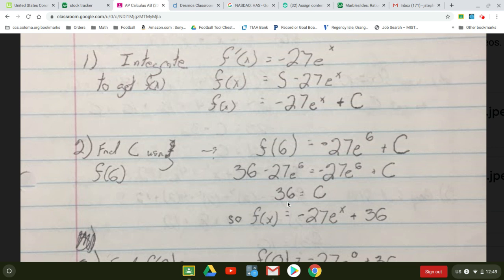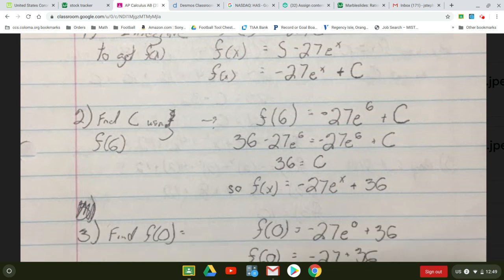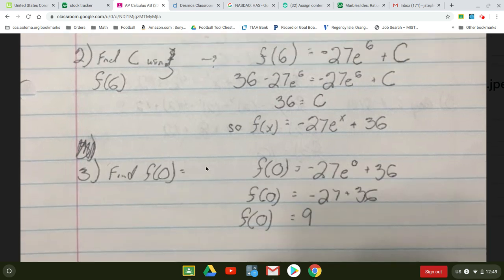Well, now we can go figure out what f of 0 is. We're going to put a 0 in for our x. Let me take a look. We put 0 in for our x, negative 27 e to the 0. Well, e to the 0 is 1. So this is just negative 27 plus 36, which ends up being 9.